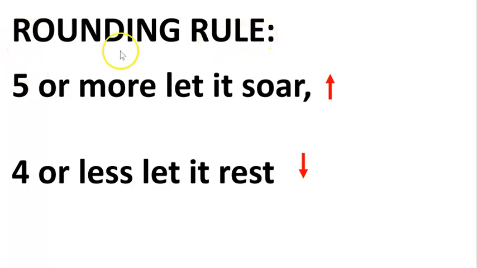Rounding rule. 5 or more, let it soar. 4 or less, let it rest. What that means is if you're rounding and the number is 5, 6, 7, 8, or 9, then you round up to the next number. And if it's 4 or less, so if it's 4, 3, 2, 1, or 0, then it rests. It just stays the same. It doesn't go down to the previous number. It just stays the same. This is a really handy rule to learn off for rounding.